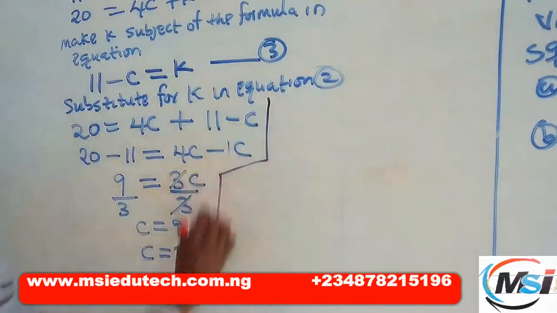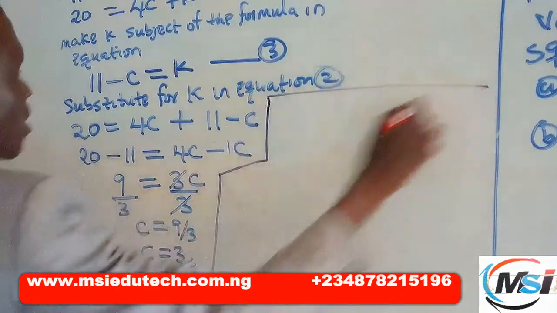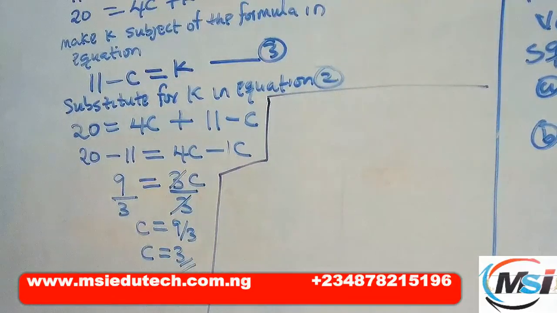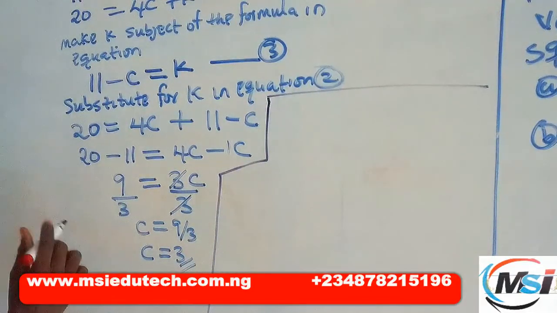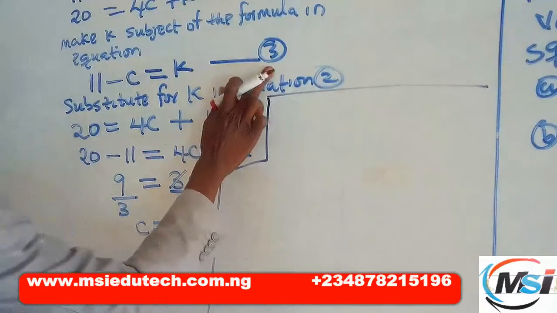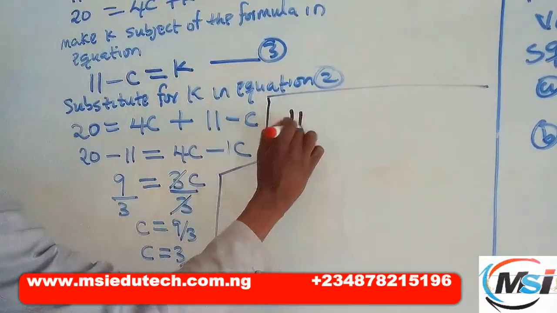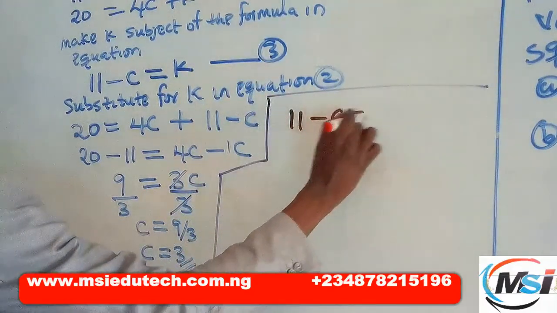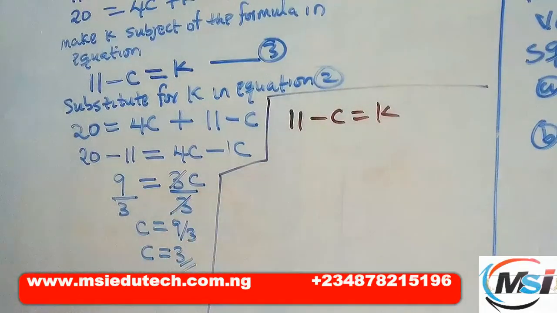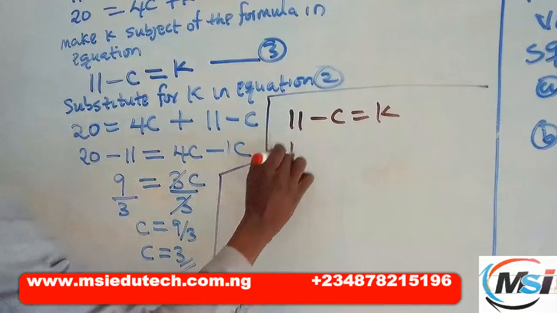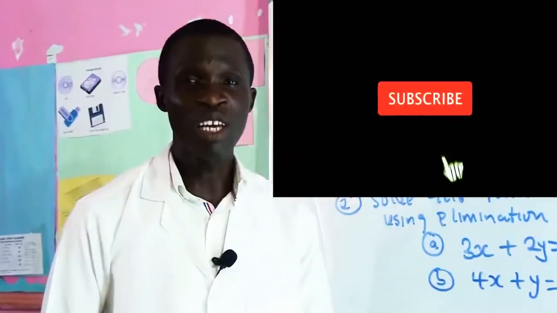So permit me to manage this area. We want to find the value of k. So go back to equation 3. 11 minus c equals k. Remember that c is 3. 11 minus 3. You can do it.